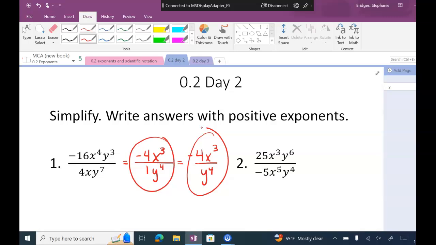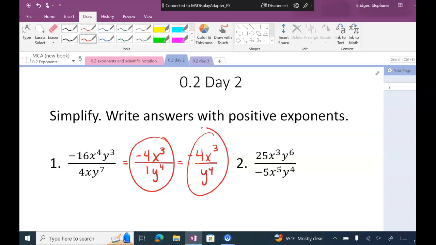So I want you to try number 2. It's very similar to number 1. There are no parentheses with exponents on the outside, so I don't have to worry about that. I also do not have any negative exponents to do, so I don't have to worry about that. What I need to do is just simplify it. You can just break it down piece by piece like we did. Start with your coefficients, and then do each variable individually.